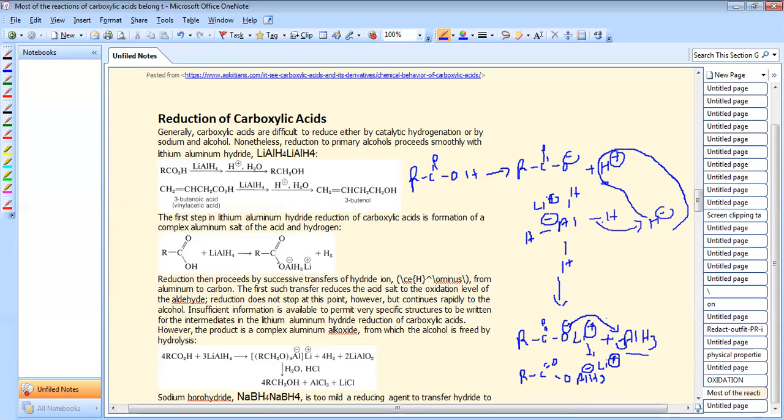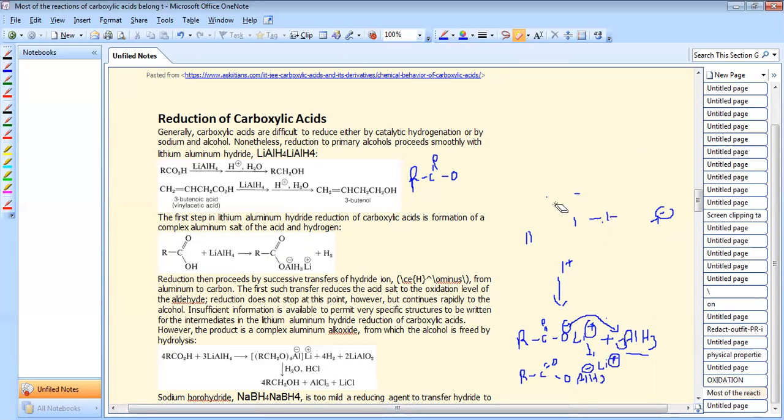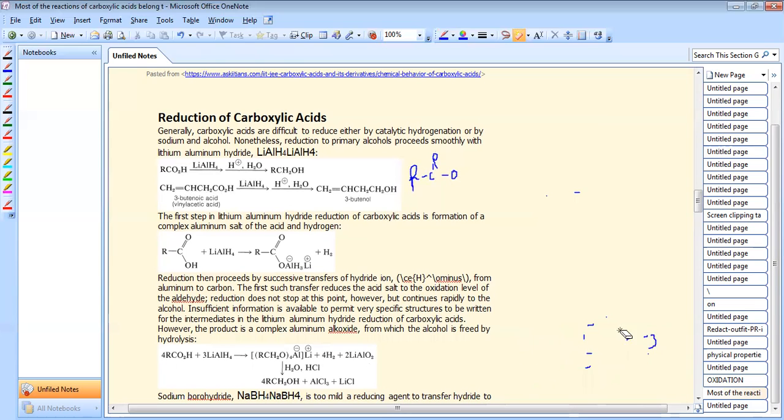So here he directly shown this one. So this is the first step, which is the liberation of hydrogen gas. And in the next step, this carboxylate ion again reacts with one more molecule of lithium aluminum hydride. Thereby we get a carbonyl compound.